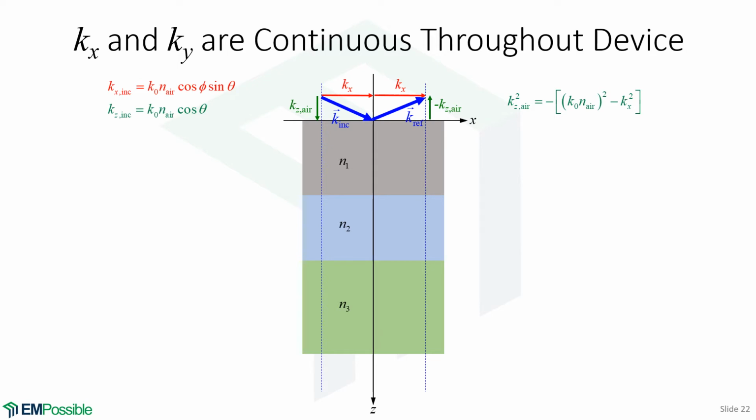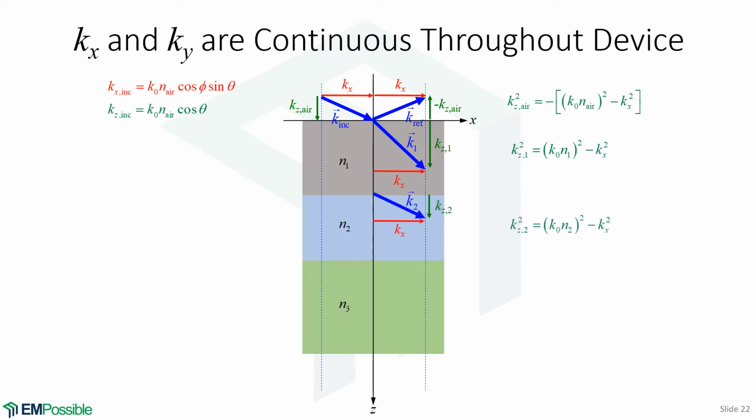Now let's look inside this stack of layers. In the first layer, the wave vector component has to have this as the x component. That's continuous throughout the entire device. But the z component is calculated from the dispersion relation. We're in a different medium now. It has refractive index N1 instead of air. So we get a different z component, and if we combine these x and z components, we get our k1 wave vector in medium 1.